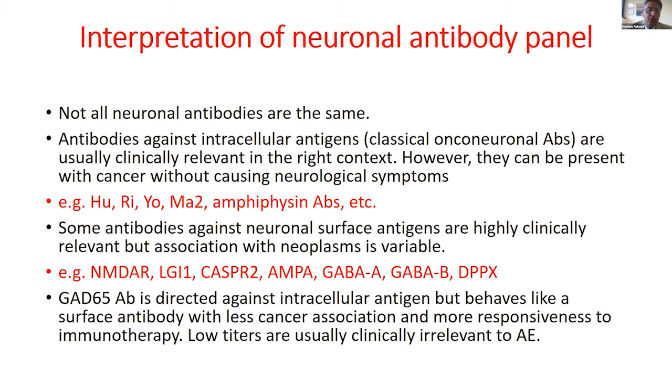And when you find those antibodies positive in the right clinical setting and you're confident with the encephalitis diagnosis, then you know that this is likely clinically relevant and this will lead you in a different way. Some antibodies, the titer is important, like GAD65. Was it a low titer GAD65 or was it a high titer GAD65 antibody? Because low titers usually are not clinically relevant to autoimmune encephalitis.